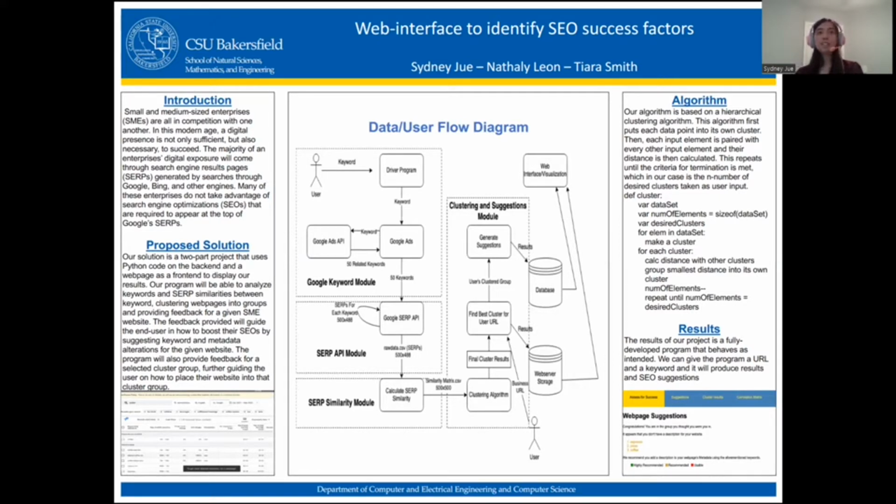SMEs often do not take advantage of search engine optimizations, also called SEOs, that are necessary to appear at the top of Google SERPs. Our solution to this dilemma is a two-part project that uses Python code on the back end and a web page used to display the results as the front end. Our program will be analyzing keywords in SERPs for similarities between keywords, clustering web pages into groups, and providing feedback for a given SME website.